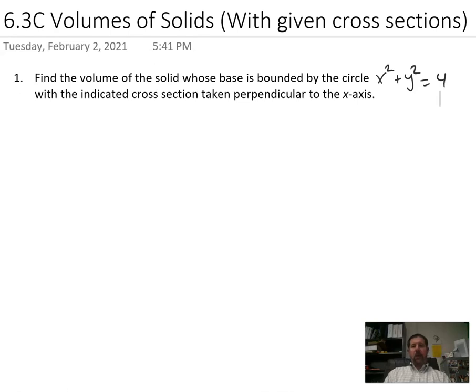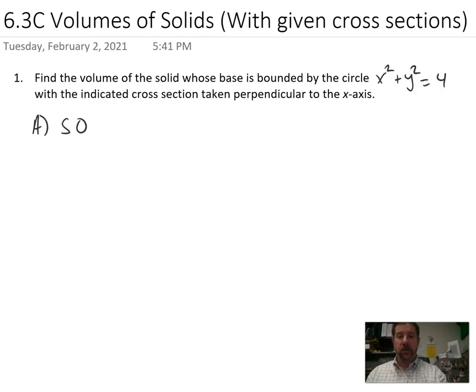All right. So problems look kind of like this: find the volume of the solid whose base is bounded by the circle x squared plus y squared equals 4, with the indicated cross section taken perpendicular to the x-axis. Right? And so our first cross sections are going to be squares.